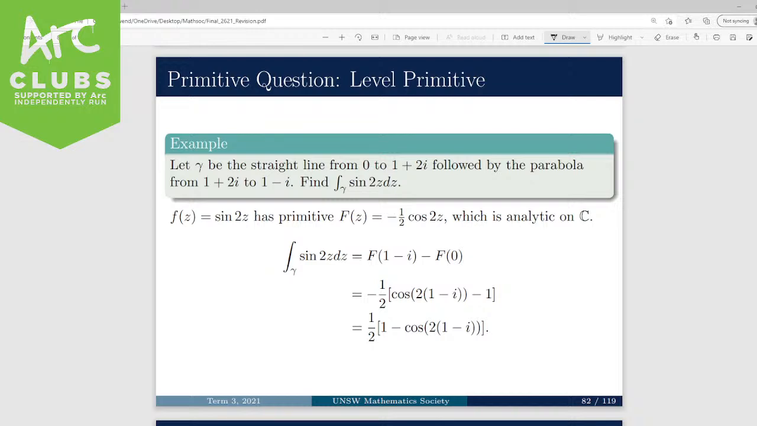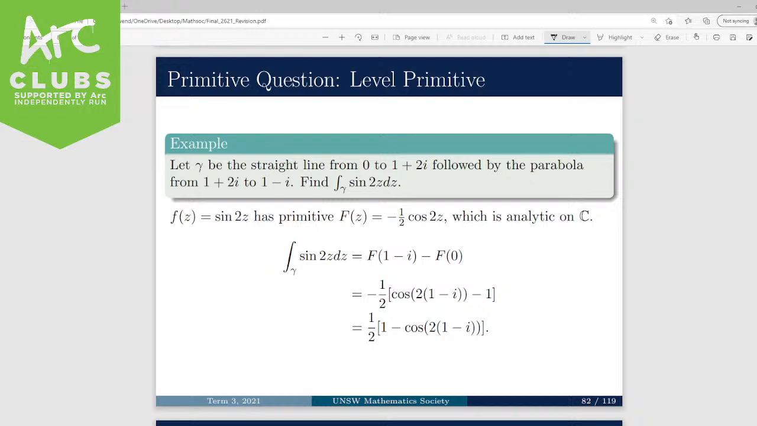So the primitive of your sine 2z, just the usual life of integration, is negative half cosine 2z. And you thank the blessings, because sine and cosine are all analytic on the whole complex plane. So you're good. You can use the formula. Your integral of sine 2z is simply equal to that primitive, where you sub in the final and initial points. So you don't even care that your contour made this little segue into going to 1 plus 2i before it headed to 1 minus i. You don't even care what the curves are doing.